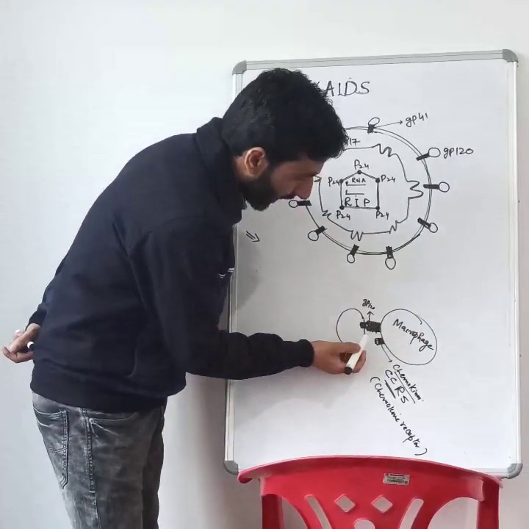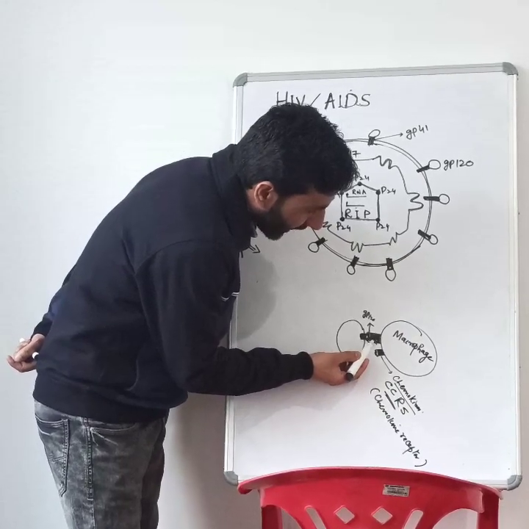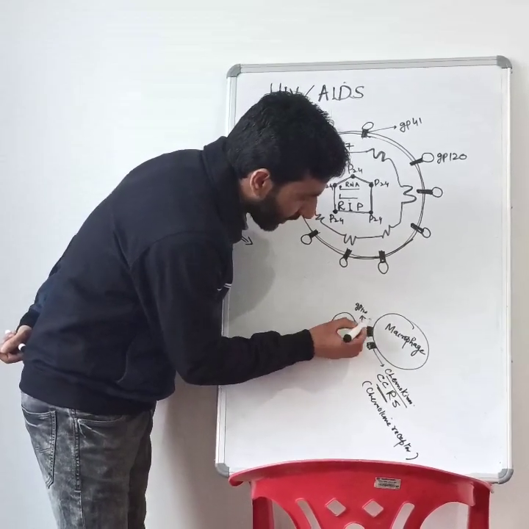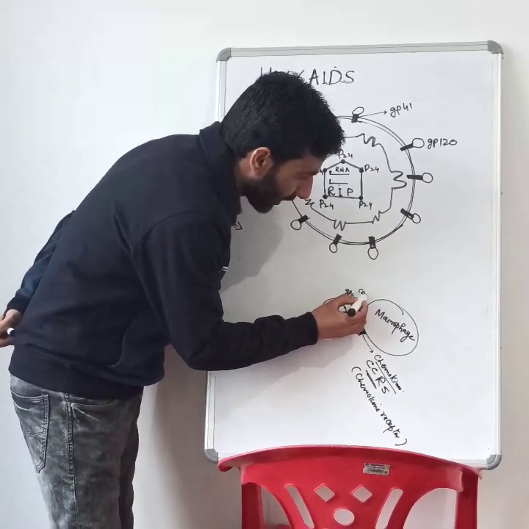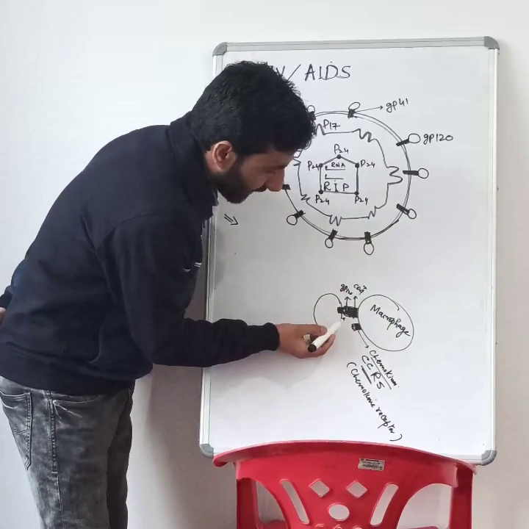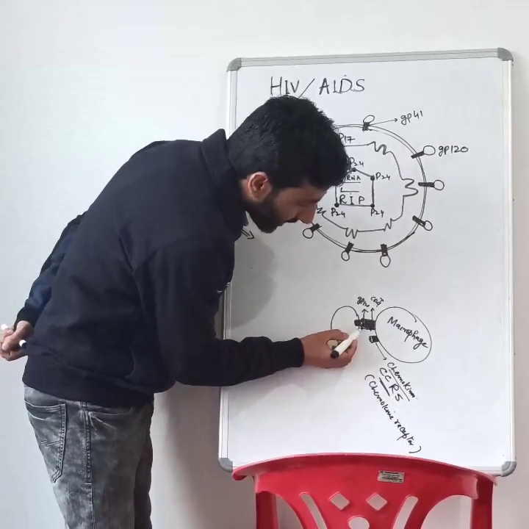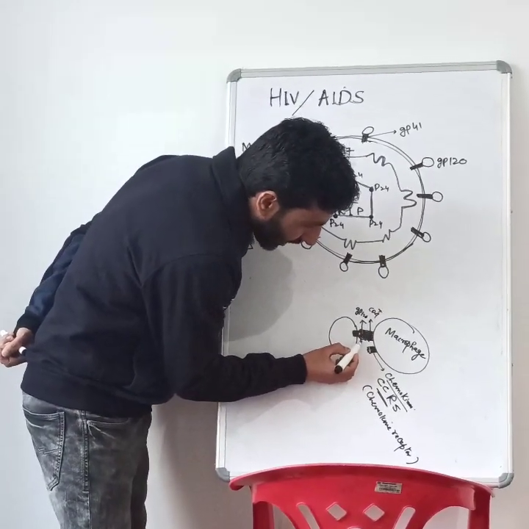What it does is, as soon as this GP120 binds with this CD4 positive receptor, there is a conformational change. One more site gets activated on the GP120.